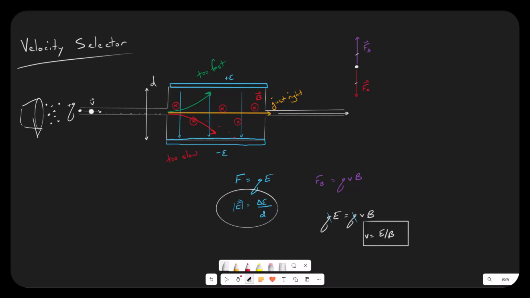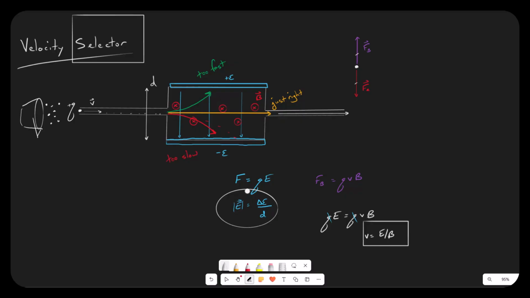Some of them will be moving at the right speed, some will be moving too fast and they won't make it out, some will be moving too slow and they won't make it out, but some will be moving the right speed and they make it all the way through. It's a velocity selector because it selects the ones that are going at the right speed. It's not a velocity controller. But that's all I'm doing with this.